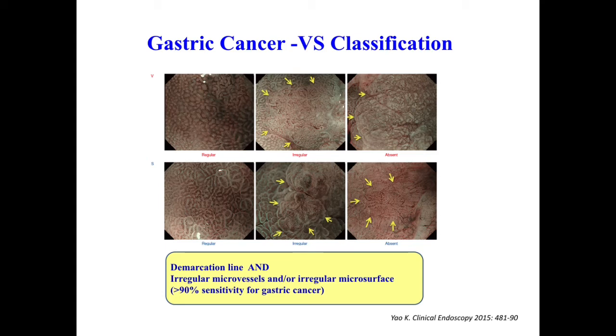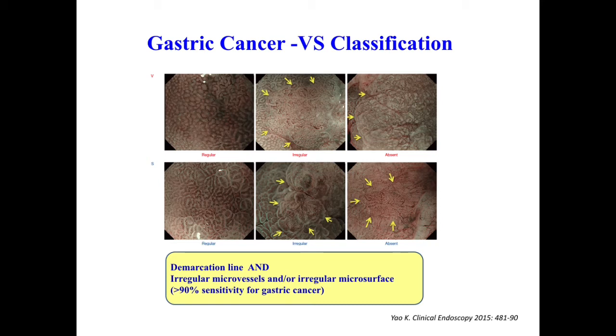So there are three important aspects to look for in a lesion. First is the presence of a demarcation line. Second is what are the vascular characteristics, and third is what are the surface characteristics. A demarcation line is essential to diagnose gastric cancer. It is an imaginary line which denotes an abrupt transition from a normal to an abnormal area.